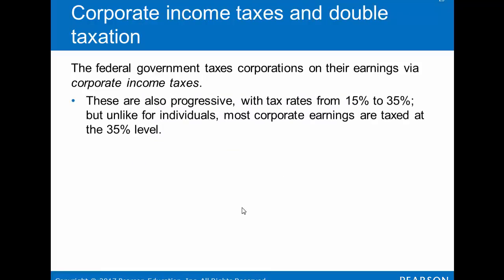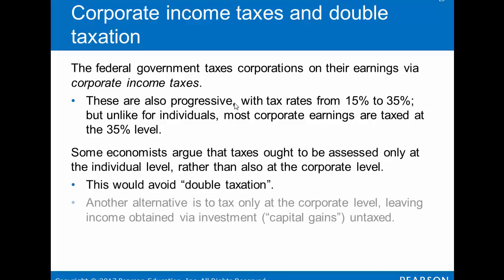Now let's talk about corporate income tax and the idea of double taxation. The federal government taxes corporations on their earnings via corporate income tax. These are also progressive, with tax rates from 15 to 35%, but it is unlike individuals. Most corporations' earnings are taxed at the 35% level. Some economists argue that taxes ought to be assessed only at the individual level rather than corporate level to avoid double taxation. For example, people that own corporations are actually people, right? So somebody owns shares, whether they're wealthy or however we define them. So the company is taxed, and then when they distribute the earnings to the owners, it's taxed again. Another alternative is to tax at the corporate level, leaving income obtained via investment or capital gains untaxed.